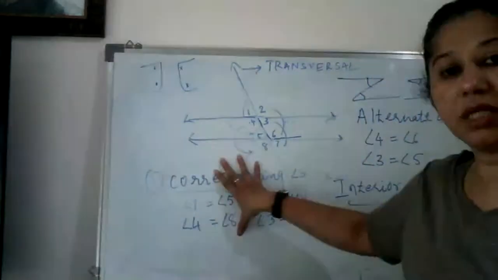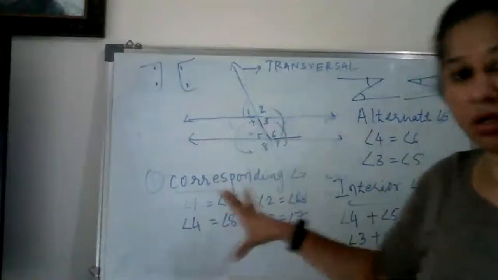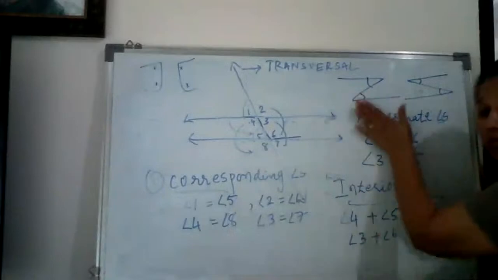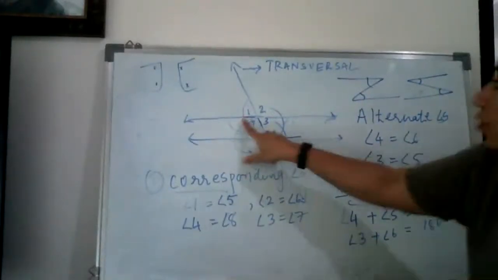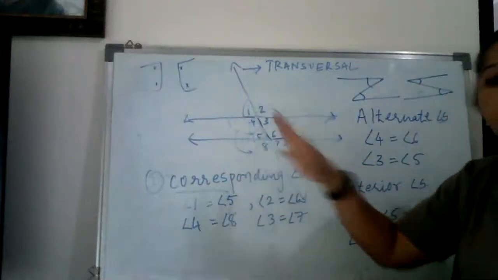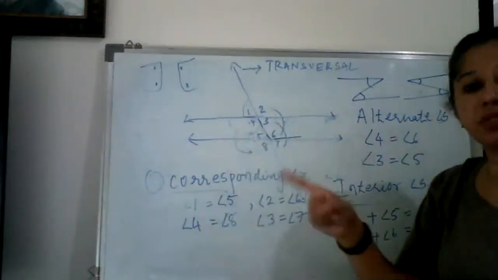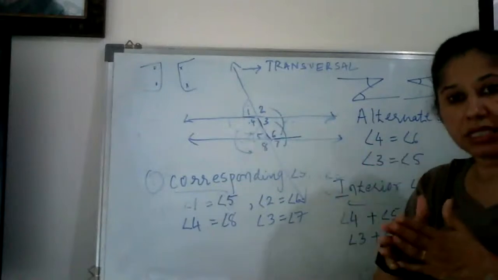So we discussed three different types of angles and we talk about three ways, just like corresponding angles are equal, alternate angles are equal, and the third pair which I say is angle 4 and angle 5. You will see here that it is on the inside, that is why its name is interior angles, and interior angles are supplementary. Their sum is 180 degrees. I hope this is clear to you.